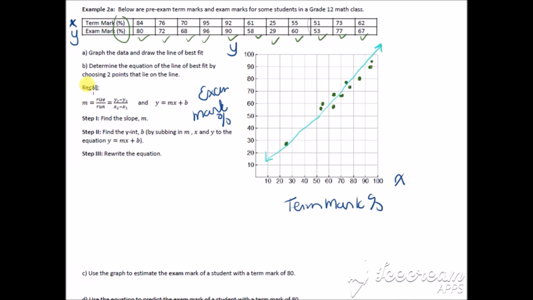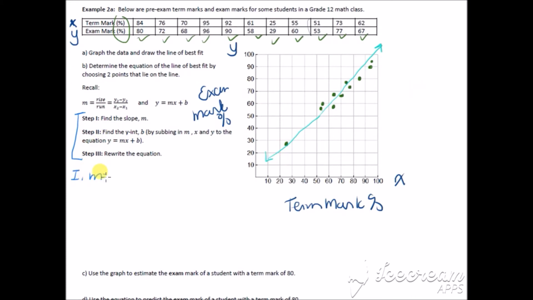Okay, so in this one it's going to be a little bit different. We're going to use algebra instead of just locating it on the graph. So we're going to recall the slope and then the equation of a line. There are 3 steps in finding the equation of our line of best fit. Number 1 is to find the slope.